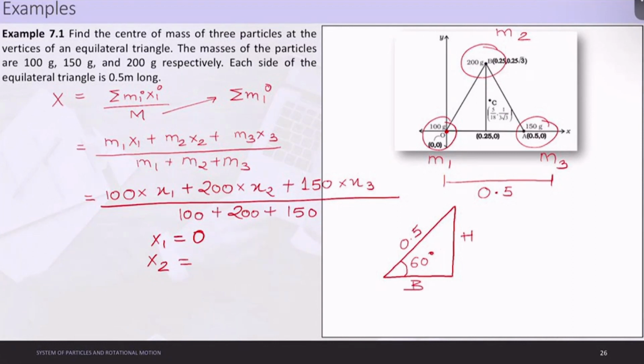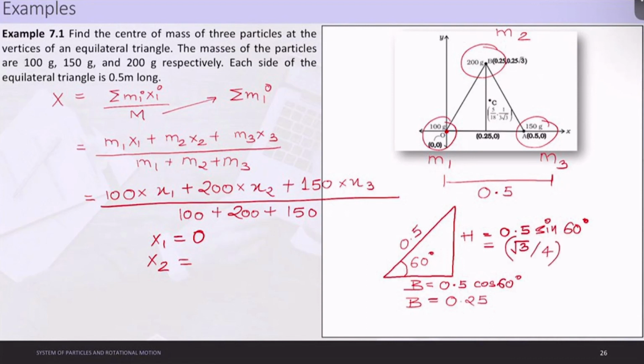Now let us assume this to be your base and this to be your height. Therefore here this base will be equal to nothing but 0.5 cos 60 and this will be equal to 0.5 sin 60. I applied simple trigonometry here. Therefore this base will be equal to 0.5 by 2, which will be 0.25, and this will be 0.5 into root 3 by 2. So it will be root 3 by 4.